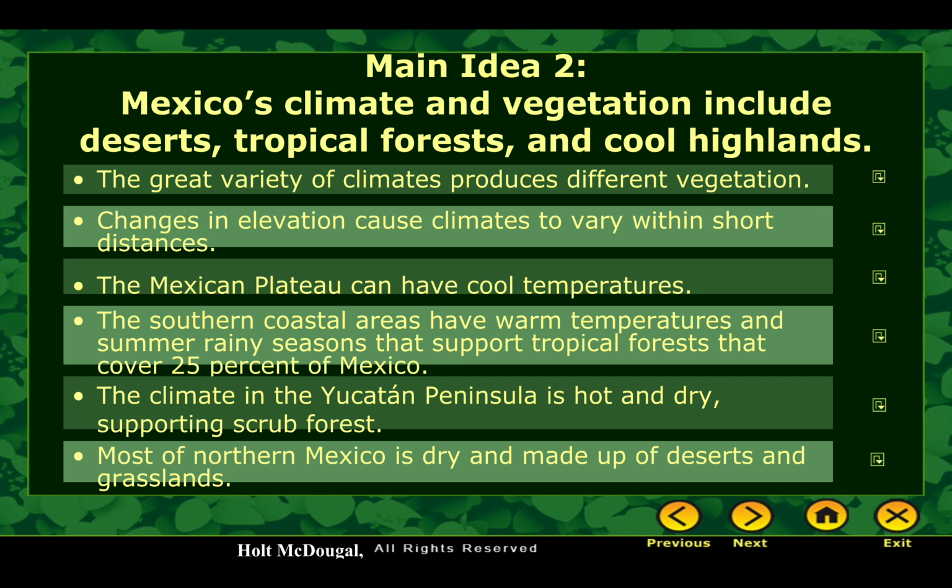Most of northern Mexico is dry and made up of deserts and grasslands. So the border with the United States, right across the Rio Grande, is going to mainly be deserts and grasslands. So not a lot of vegetation. It's not a place you can live and support yourself or grow anything. So it's a difficult area in that northern Mexican region.